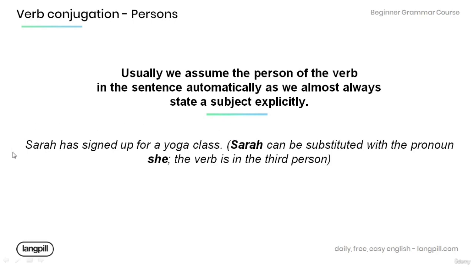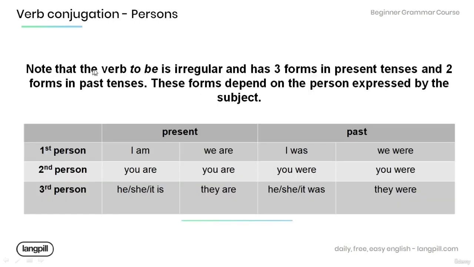Let's have a look at the example over here. Sarah has signed up for a yoga class. Now, Sarah can be substituted with the pronoun she, which is in the third person. Note that the verb to be is irregular and has 3 forms in present tenses and 2 forms in past tenses. Now, these forms depend on the person expressed by the subject. Have a look at the table below.